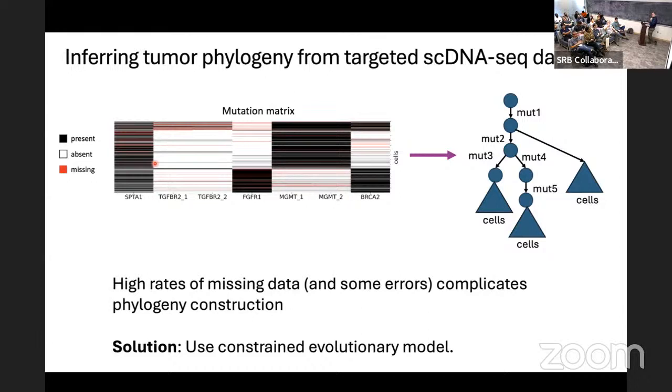And so if we think about our data, we have marked a mutation as present or absent, or there's missing data.